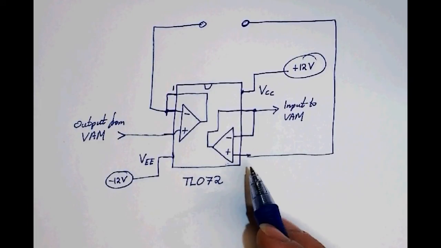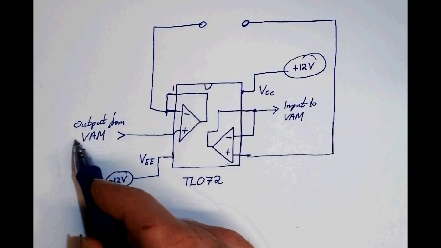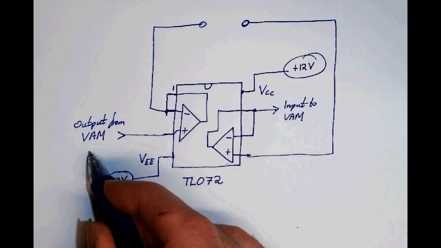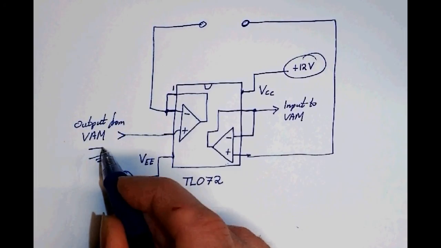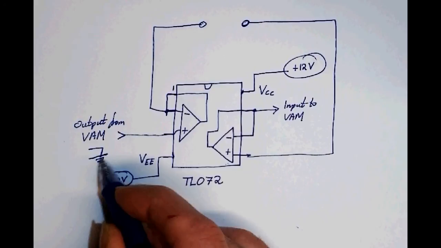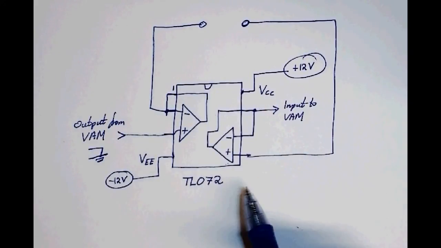You do have to remember, of course, that the output from the VAM will come as a wire with a screen, and it's important to connect the screen to earth of this circuit, the same earth that you use for the network itself if you need one.